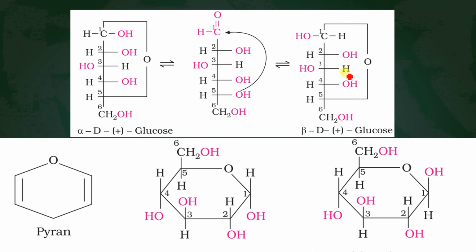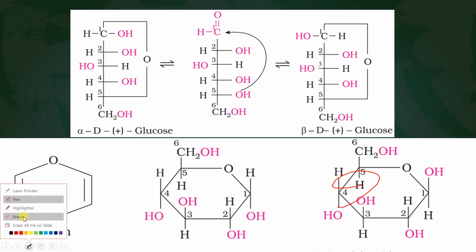Here H is inside the ring, H will be downside. Here OH is inside the ring, OH will be downside. Got it? And in this case, it is always H that will be downside. I hope it is clear. This is a Haworth structure and I hope it is clear. So if there is any doubt, you can ask.